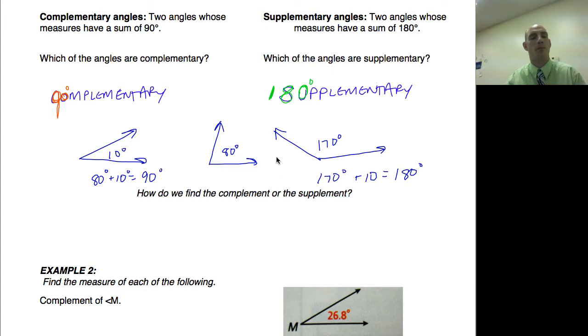So how do we find the complement or the supplement? Say we have 40 degrees. What is the complement of 40 degrees? So I could put complement.